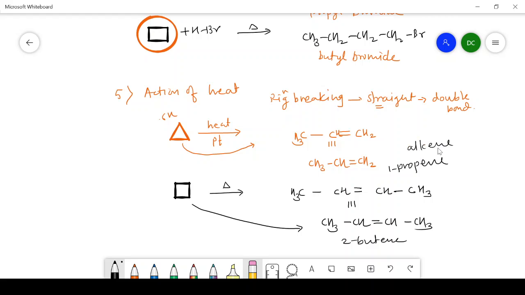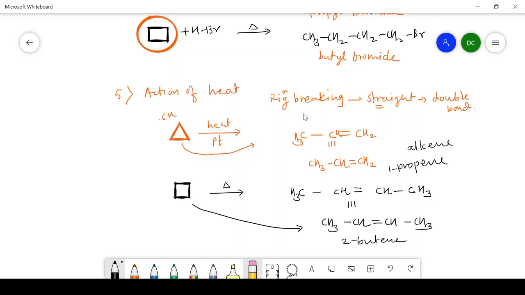Which compound? Alkene. In this way, we have studied the different chemical properties of cycloalkane, such as photo-halogenation, catalytic halogenation, catalytic hydrogenation, hydrohalogenation, and action of heat. Out of these five chemical properties, four properties involve breaking of ring, whereas only one property, that is photo-halogenation, involves substitution reaction in which one hydrogen is replaced by halogen and the cyclic structure remains as it is.